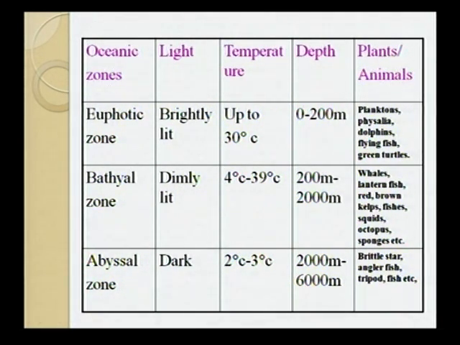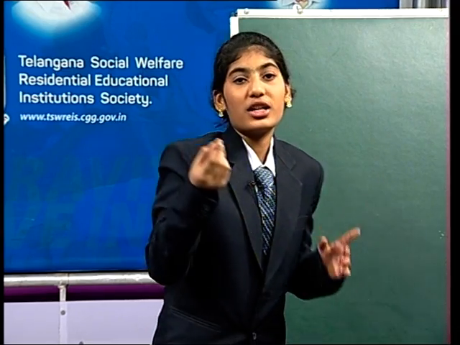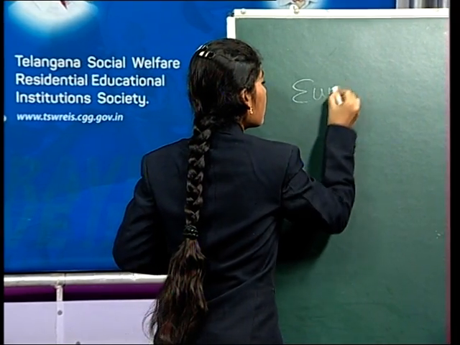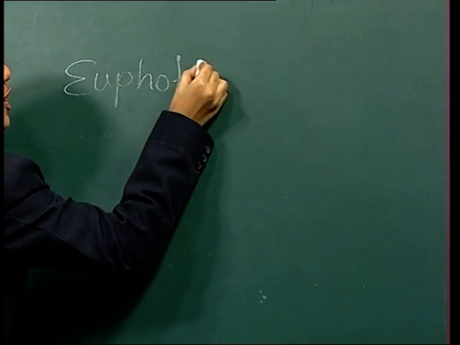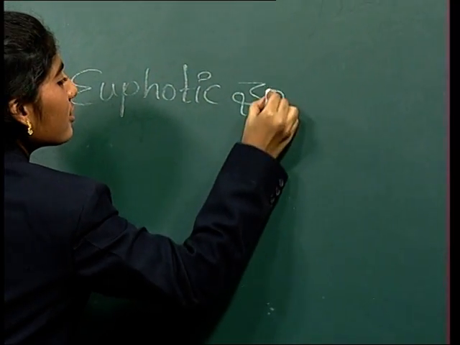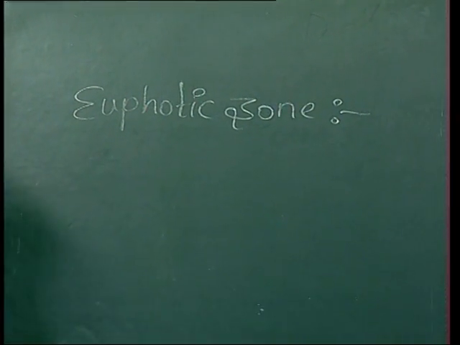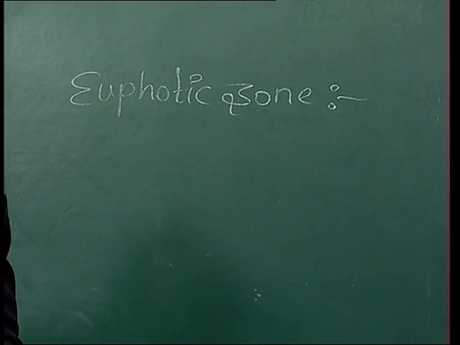Friends, if you don't catch me, look into your textbook. So that by that you can understand what I am teaching, okay? Friends, now I want to explain something about these zones. The first zone is the aquatic zone, right? So let us learn some more about this aquatic zone, okay?